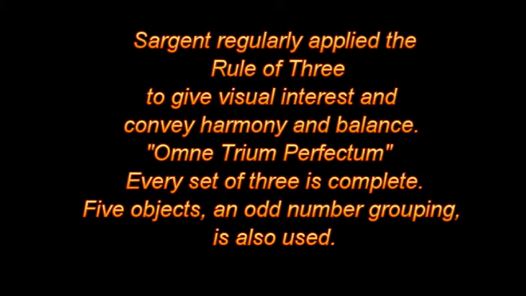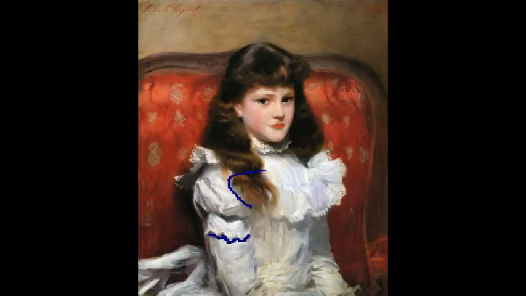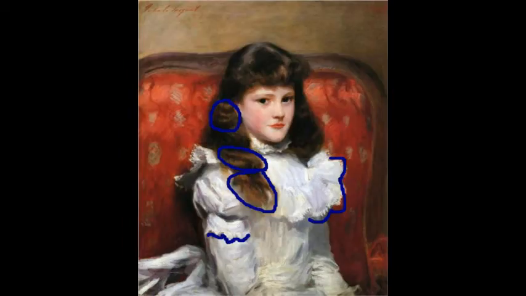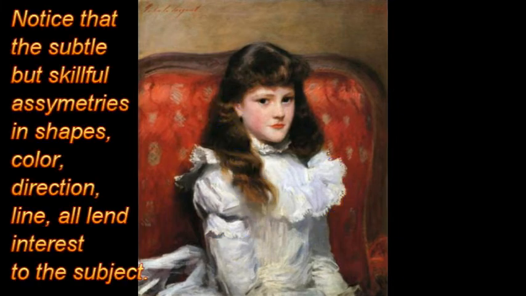Sargent regularly applied the rule of three to give visual interest and convey harmony and balance. Omne trium perfectum. Every set of three is complete. With five objects, an odd number grouping is also used. Notice that the subtle but skillful asymmetries in shapes, color, direction, and line all lend interest to the subject.